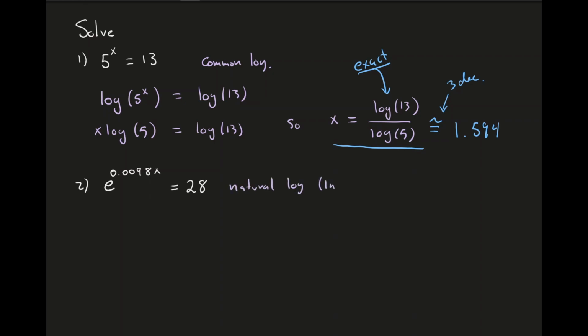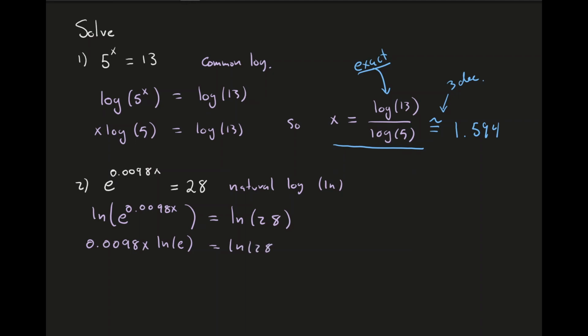So this is ln, if you would. If I take the natural log of both sides, this is e to the 0.0098x, and that's equal to ln 28. Now simplifying this side, we get 0.0098x ln e is equal to ln 28. And this is where choosing a nice logarithm works out. We could have chosen any base of logarithms for this, but what we see here is ln e. That's just 1. So 0.0098x is equal to ln 28.